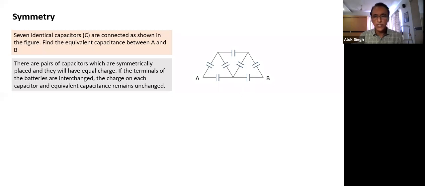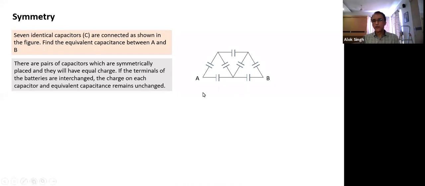So if the terminals of the battery are interchanged, the charge on the capacitors remains the same. Polarity may interchange, but when we talk about charge, we talk about the charge on the positive plate. See, in this case, if A is connected to the positive terminal, the left plate will have positive charge. But if B is connected to the positive terminal, the right plate will have positive charge. But the charge on this, if the potential remains the same, remains the same. So how do you use this property?